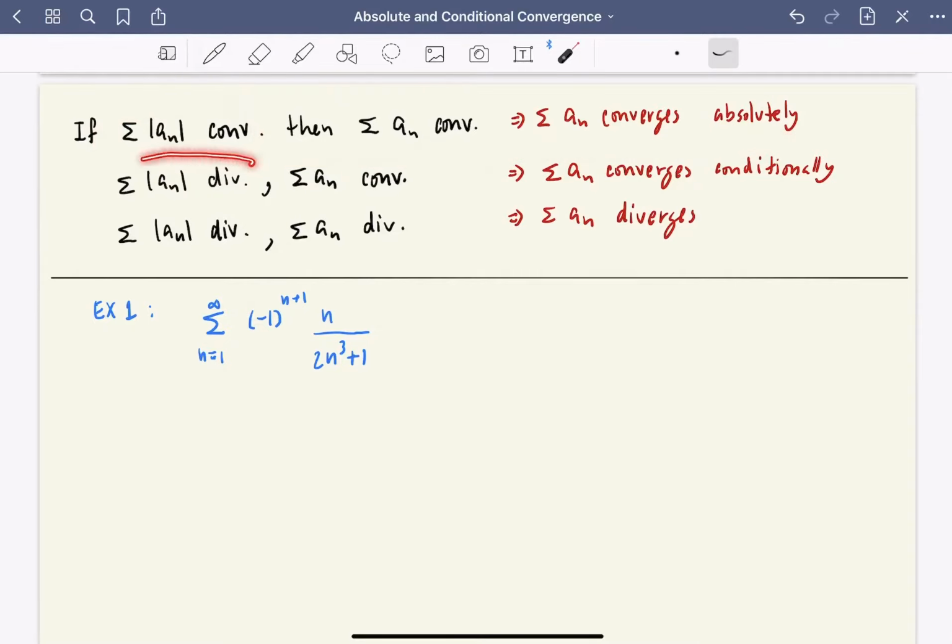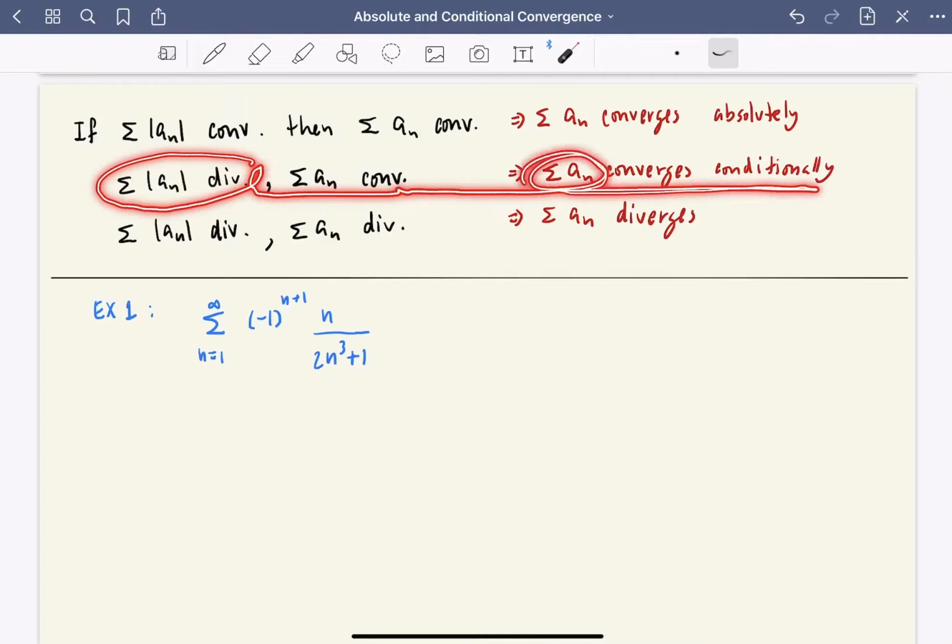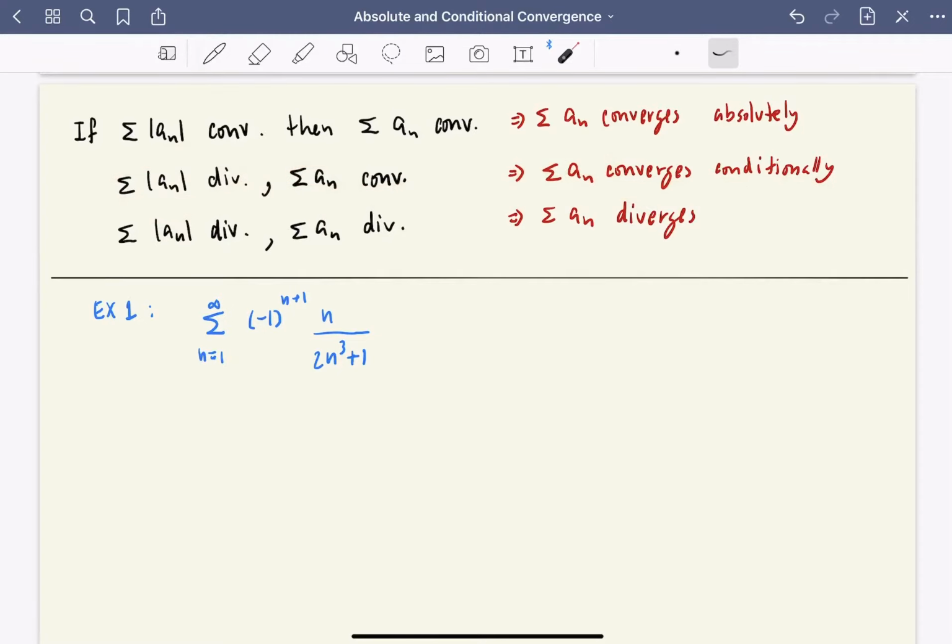And if the summation of the absolute value of an diverges and the summation of an converges, then we say that the summation of an converges conditionally. So we see that we talk about the summation of an, so that converges conditionally. Okay, if the summation of an diverges, of course the summation of an diverges. Okay, let's see the first example.